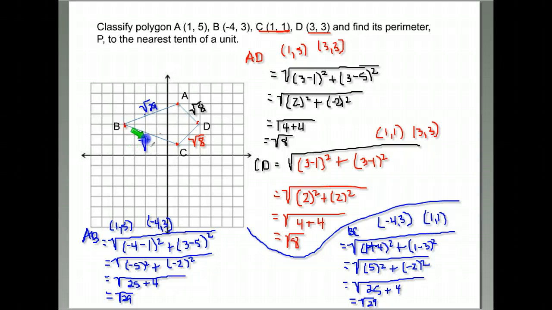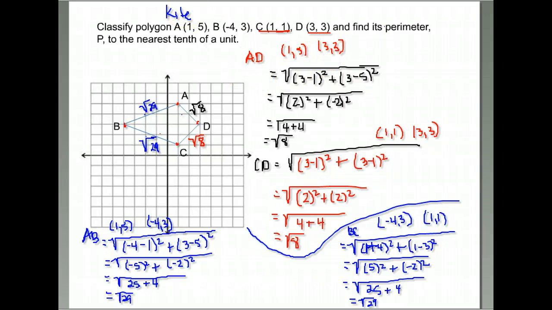So that is a lot of work to classify this figure. We know it's a kite now because we have two pairs of congruent sides that are next to one another. Okay, so I can now classify. When it says classify, what is this figure? It's a kite. Whew. Job number 2 was to find the perimeter. Okay, so the perimeter is the distance around the outside of the figure.